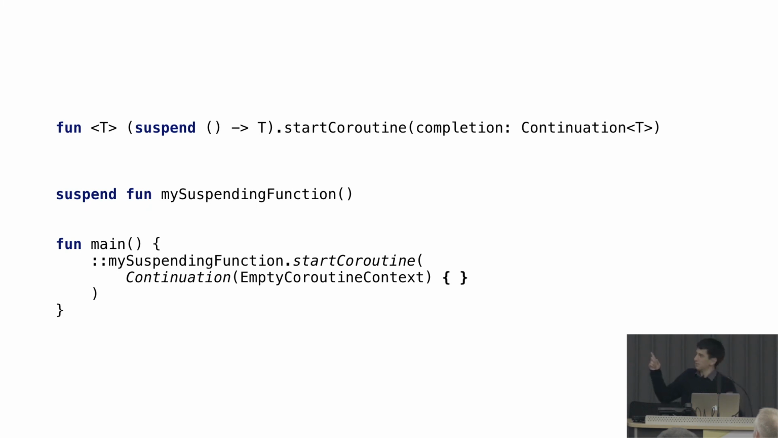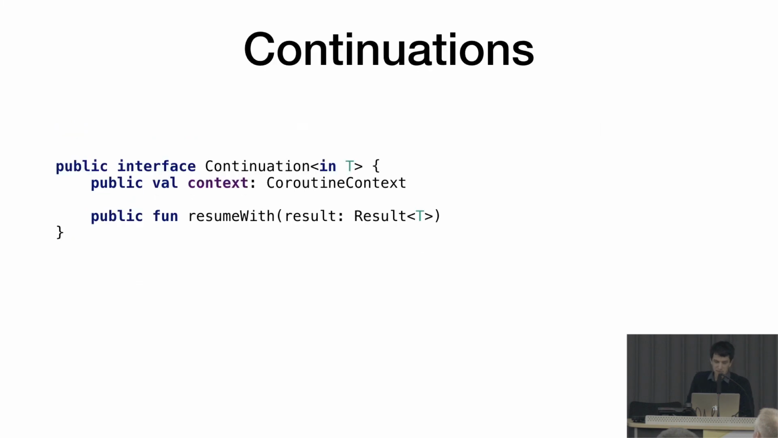But there is this parameter here, this completion parameter called a continuation. So what's the deal with that, and why do we need it? Well, let's look at the interface. The interface has two things in it, essentially. It has a context, which I'll go over later, and it has this resumeWith function. Resume with some result. All right, what is result?